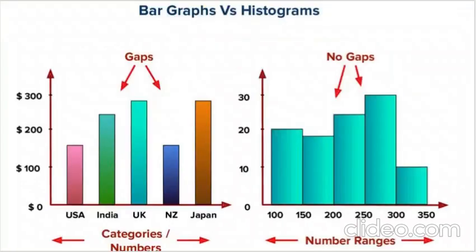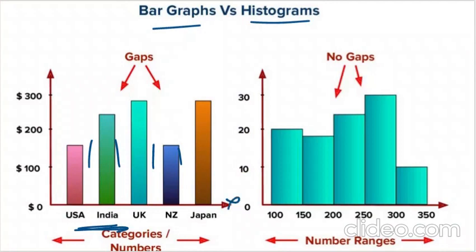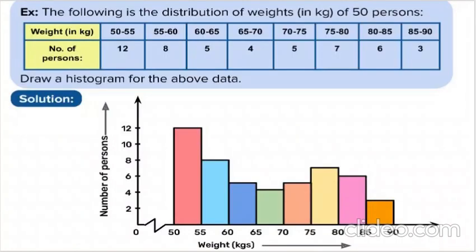Okay. Now look over here. Bar graphs versus histograms. Bar graphs have gaps between them, correct? Gaps हैं. And on x axis पे you can only represent the variables, y पे you have to write the values. But histogram में you can take number ranges also. ठीक है? Let us see an example for it. ये देखो. In the following distribution of weights in kg, 50 people हैं, the weights are given. 50 to 55, 12 people हैं. 55 to 60, 60 to 65, 5, 65 to 70 ऐसा है.